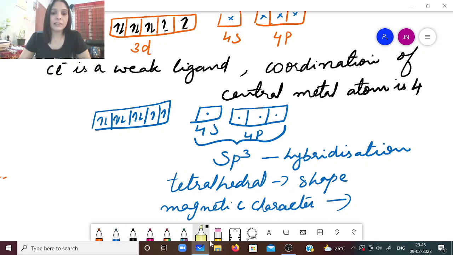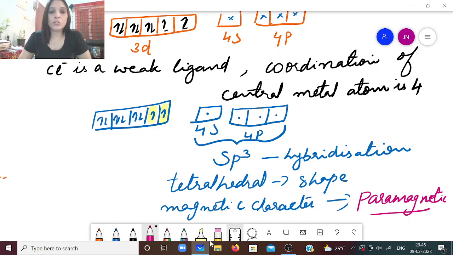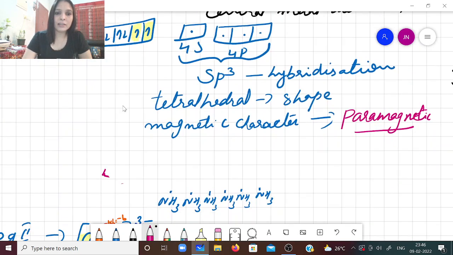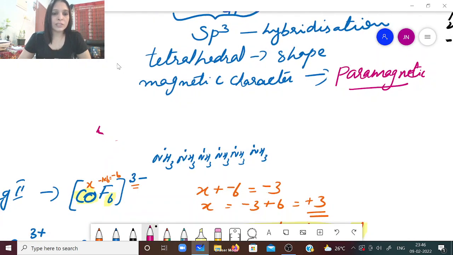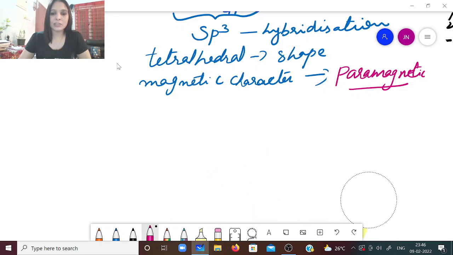If there are unpaired electrons, the complex will be paramagnetic. So this is a paramagnetic complex. In short, I can say that this complex is an sp3 hybridized, tetrahedral and paramagnetic complex. I hope you understood this. Now let us see another one. I'm just scrolling up. Those who want to see the video again, you can rewind and see the video.